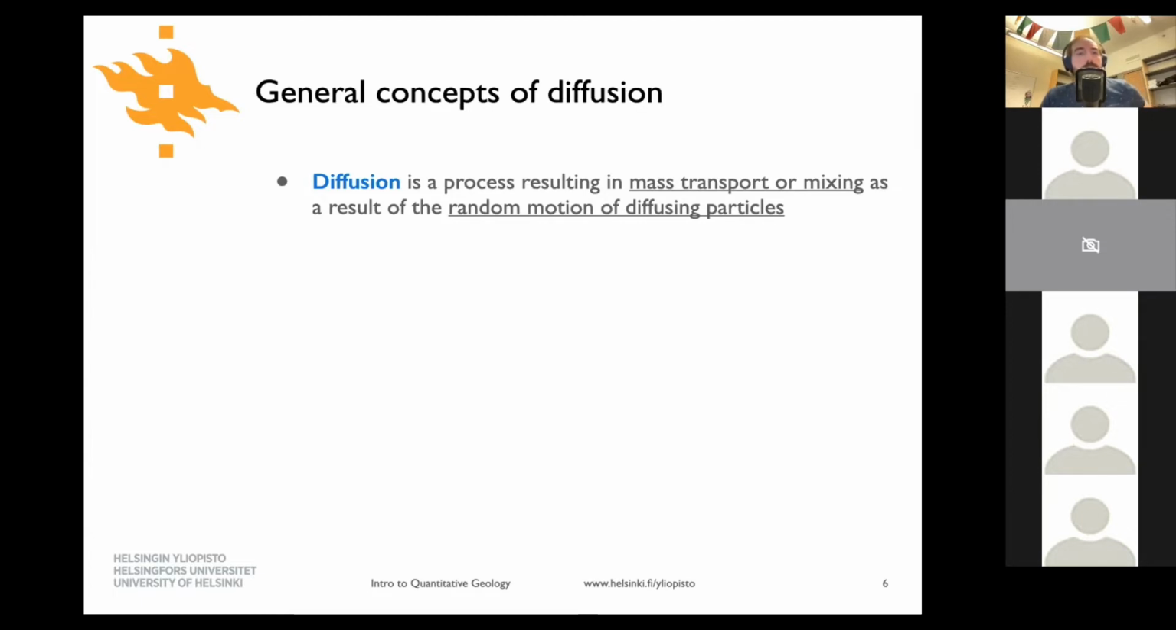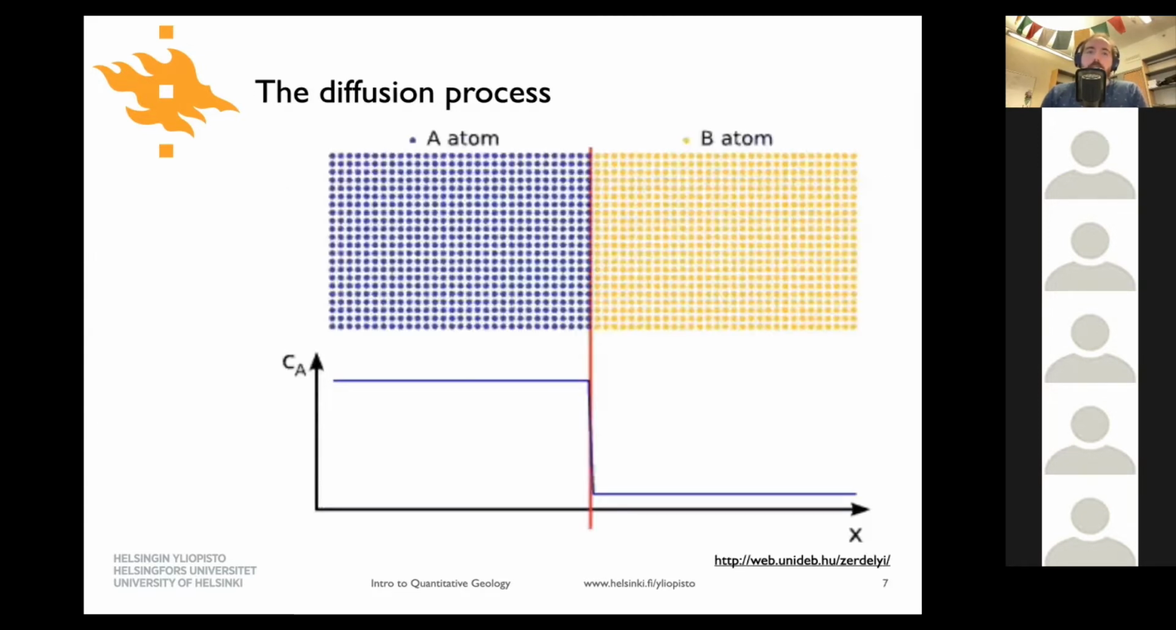If we want to put a definition to the term diffusion, this is a process that results in mass transport or mixing as the result of random motion of diffusing particles. Now, that might not seem immediately obvious, why random motion is going to do something like diffusion, but we can look at this with a little example here.